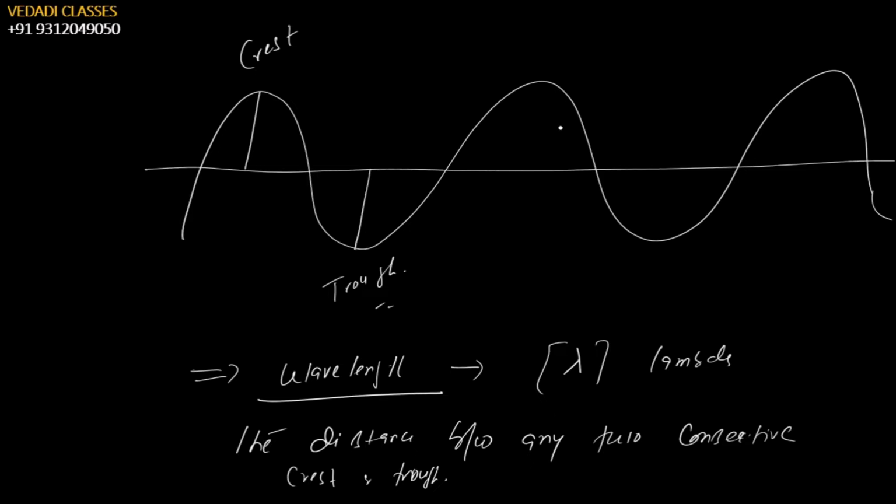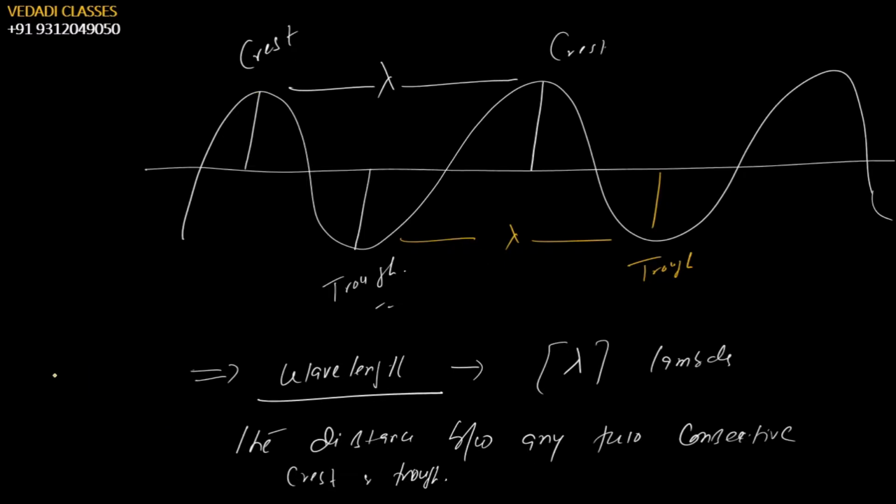So wavelength can be explained in terms of what? Have a look at this. This is two consecutive crests, so this distance is known as lambda, wavelength. And this is a distance between two troughs, and this distance is also known as lambda.